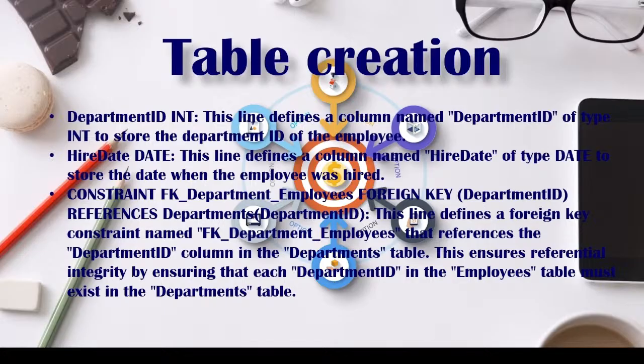Constraint, FK department employees, foreign key department ID references department's department ID. This line defines a foreign key constraint named FK department employees that references the department ID column in the department's table. This ensures referential integrity by ensuring that each department ID in the employees table must exist in the department's table.